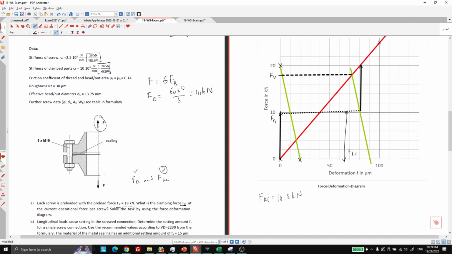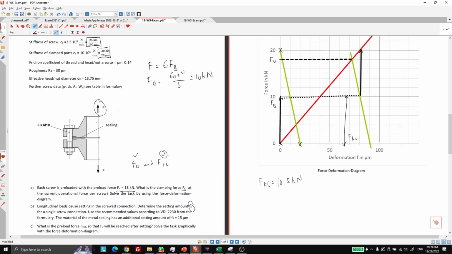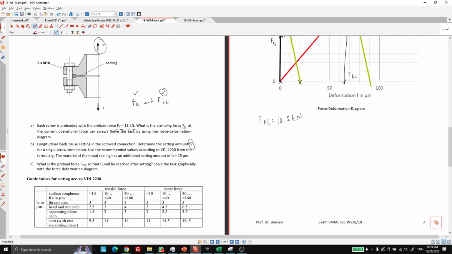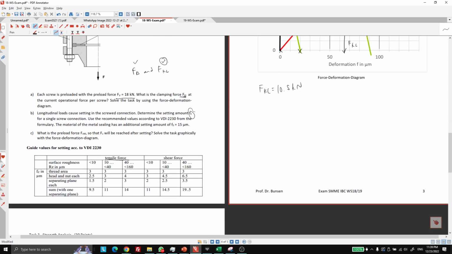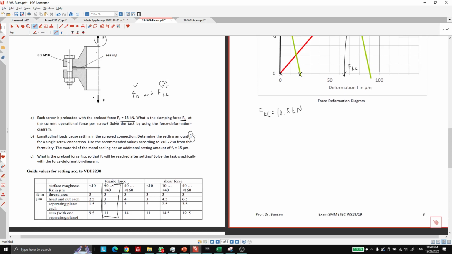The next thing is around the FZ. This FZ means that it's a setting effect, and we have a nice graph over here. We are looking at a tensile case, and our surface roughness is at 30, as we can see over here, so we will be looking at this column. For thread areas, we have one thread area, which is this one over here, to screw in the nut. We have one head and one nut.